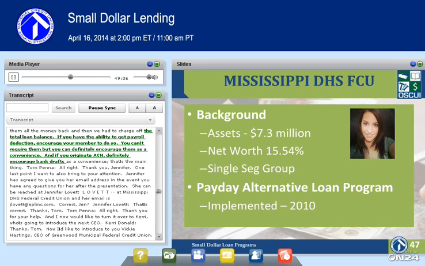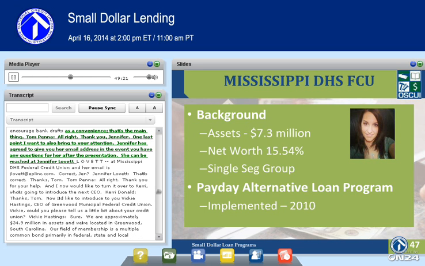So if you have the ability to get payroll deduction, encourage your member to do so. You can't require them, but you can definitely encourage them as a convenience. And if you originate ACH, definitely encourage bank drafts as a convenience. That's the main thing. All right.